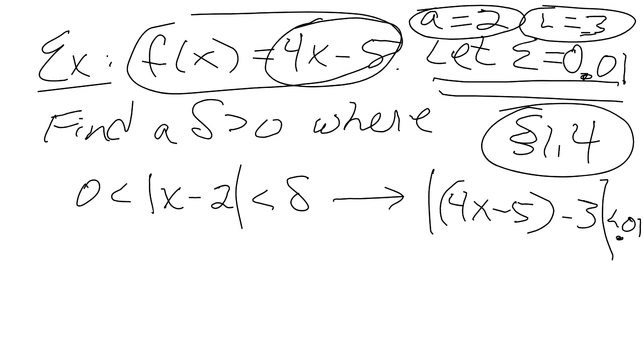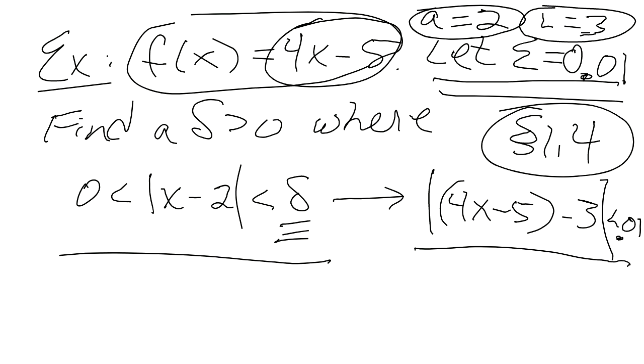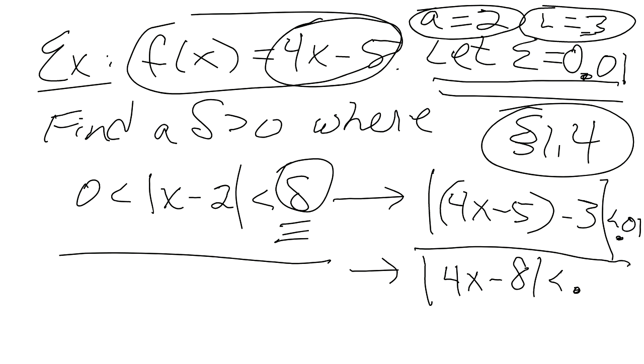So what I need to do is I need to find this delta. So we essentially have to use the conclusion to come up with the hypothesis. So here's the conclusion over here. We need to use that to come up with the hypothesis and actually find that delta. So what I'm going to do on the right is I'm going to say, well, what's that imply? That implies the absolute value of 4x, if I simplify, absolute value of 4x minus 8 is less than 0.01. And everybody agree with that?